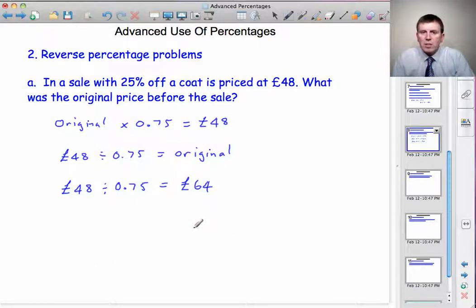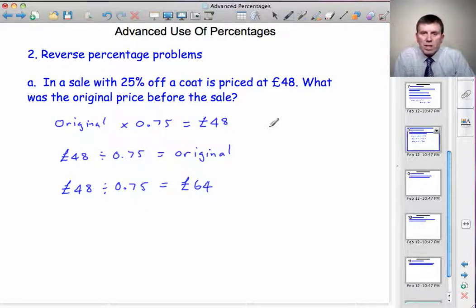Because what they're tempted to do is just find 25% of £48 and add it on. Now 25% of £48 will be £12, and if you added it on you'd get 60. But now try taking 25% off 60. Well, 25% of 60 is £15, and if you took that off 60 you get £45, not 48.